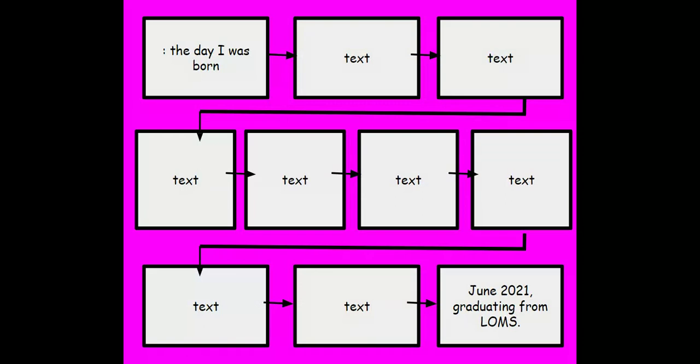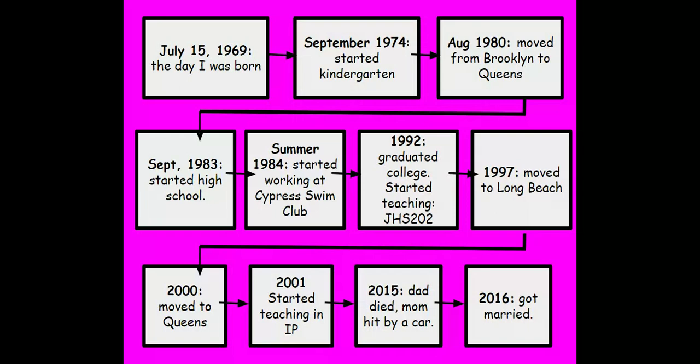Next, you're going to put those events in chronological order using a flow map, starting with your birth date, the day you were born, and ending with graduating from Lincoln Orange Middle School. You can always add more boxes. You can always delete boxes. That's what's great about the flexibility of thinking maps. Don't write a lot in each box. A couple of words will suffice.